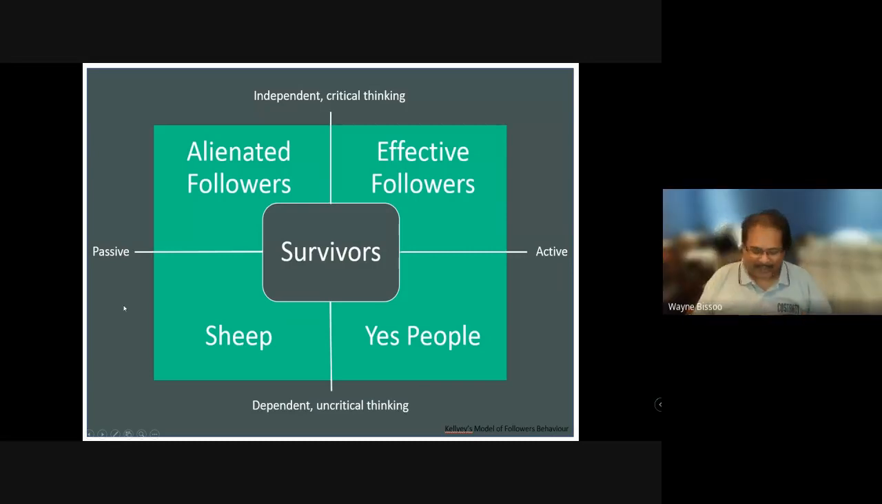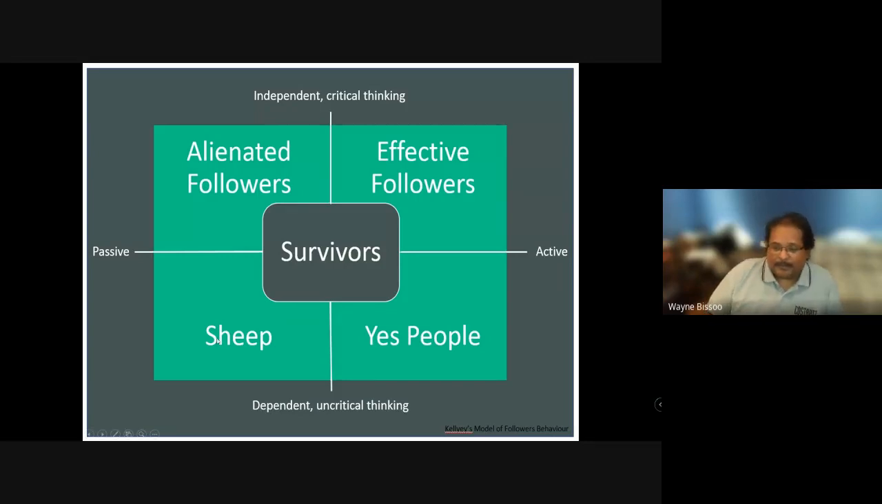Again, you have to analyze your followership and see what kind of people you want. Do you just want blind sheep? Yes people? You want an effective follower, or do you want the alienated follower? And then, of course, you have the survivor. So again, followership is a critical thing that you want to be paying attention to, and evaluating the type of followers that you have is also going to be important as well.